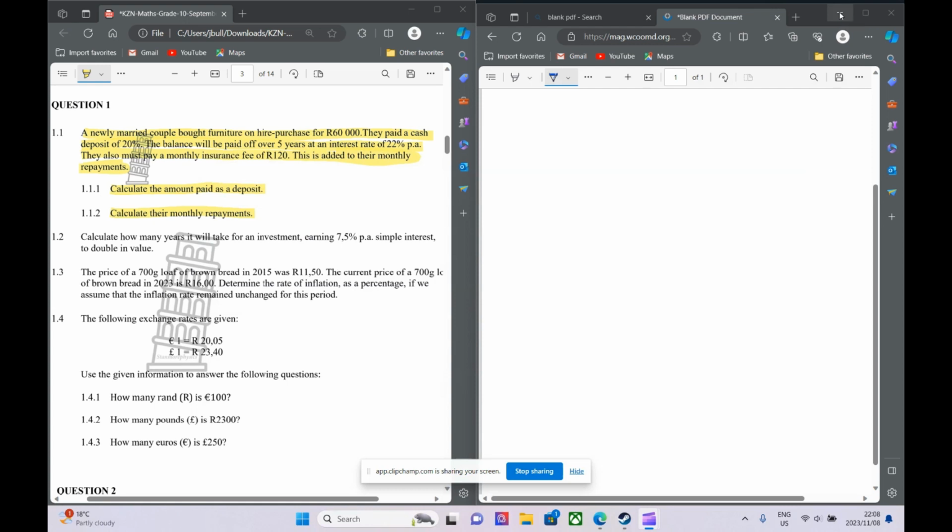This is from a 2023 grade 10 exam paper, so I hope it helps you as you prepare. So first of all, hire purchase actually uses all the same formulas as simple interest. So with hire purchase, I would just say, okay, simple interest. That's what you've got to keep in the back of your mind.